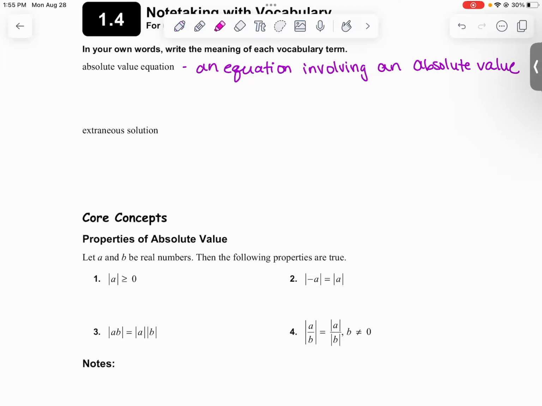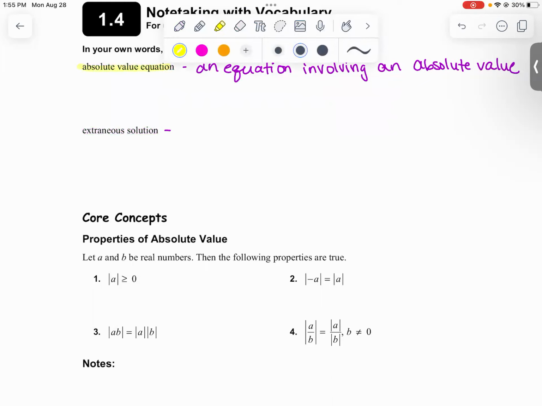Now, we have this weird word right here. Extraneous solutions. Has anyone ever heard of the word extraneous solutions? Is it extra solutions? I kind of like that. It's kind of like extra solutions. Okay, so I like Kari's extra.